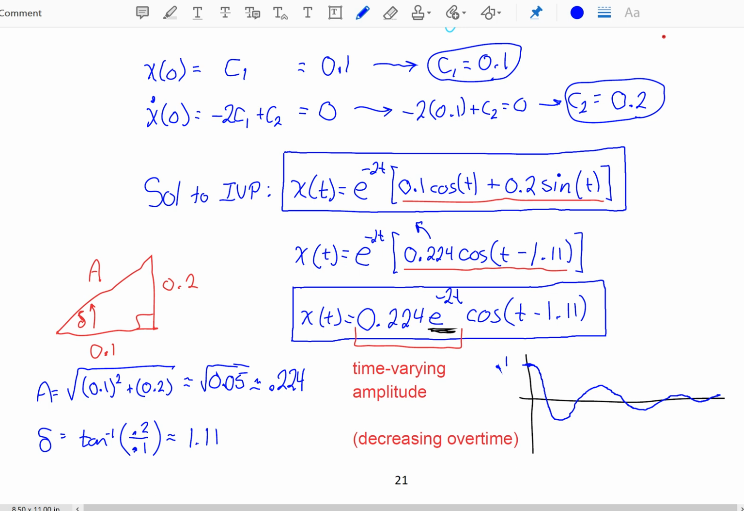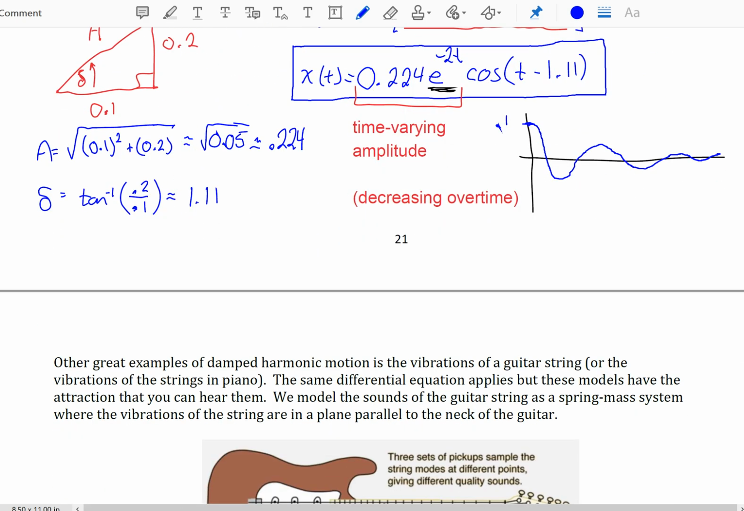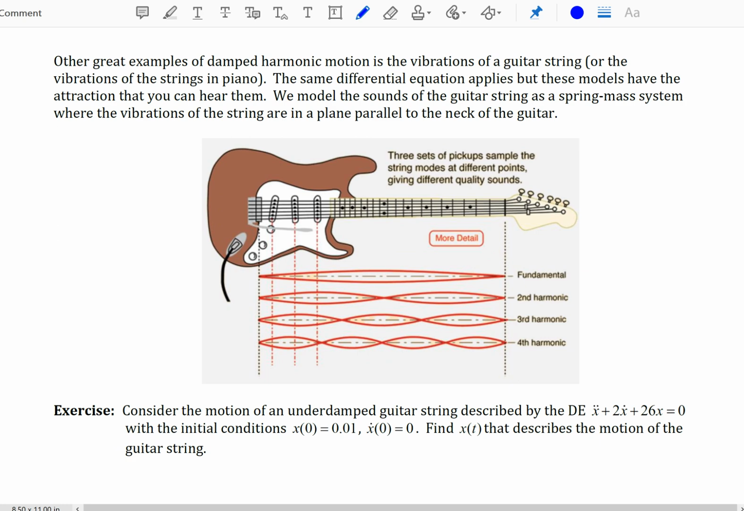Okay. Let's try another problem, but let's apply it to something that we're familiar with. Other great examples of damped harmonic motion are the vibrations of a guitar string or the strings in a piano. The same differential equation applies, but these models have the attraction that you can hear them. We can model the sound of a guitar string as a spring mass system where the vibrations of the string are in a plane parallel to the neck of the guitar. If you're not familiar with guitars, this is referred to as the neck.